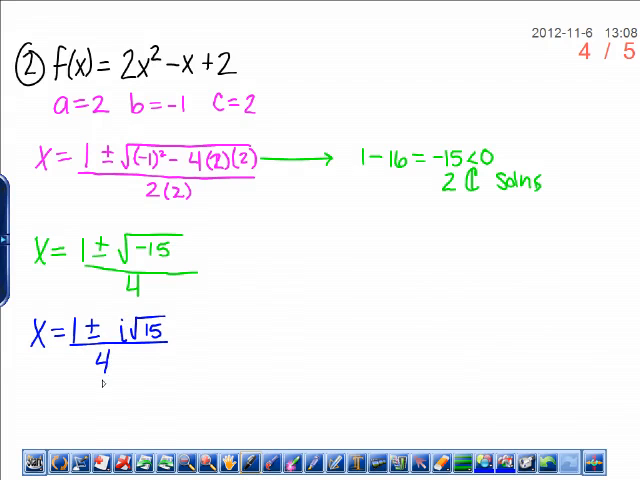I recommend you always split because it's easiest to simplify. But in this case, you have to split because it's a complex number. And complex numbers always have to be written as the real part plus the imaginary part. Okay, so let's go ahead and rewrite this. X equals 1/4 plus or minus. You can either write I root 15 over 4 or you can write root 15 over 4I.